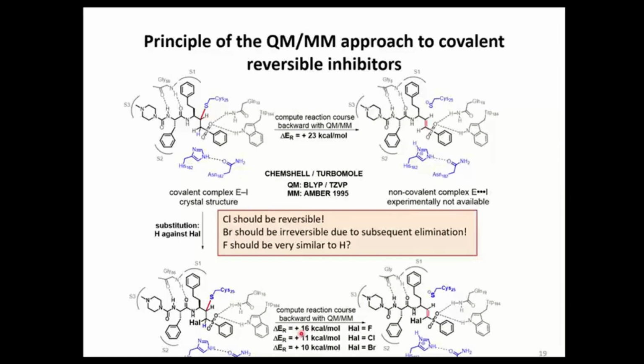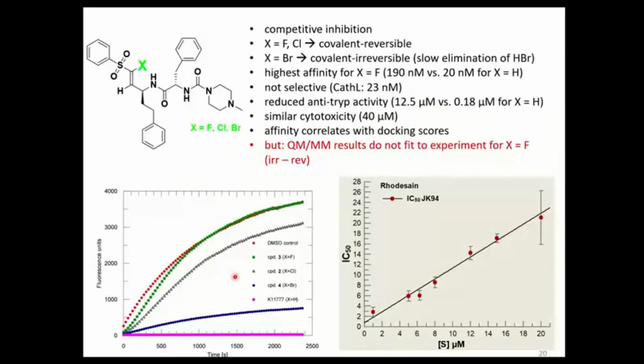Additional computations revealed that in the case of bromine, a second reaction should take place, namely an irreversible subsequent elimination reaction. Our experiments with the synthesized compounds then verified most of these computational predictions. The compounds are competitive inhibitors. The bromine compound indeed becomes irreversible due to the elimination reaction. The chlorine compound is a reversible inhibitor. We found the highest affinity for the fluorine compound, which is still higher than for the K11 compound.